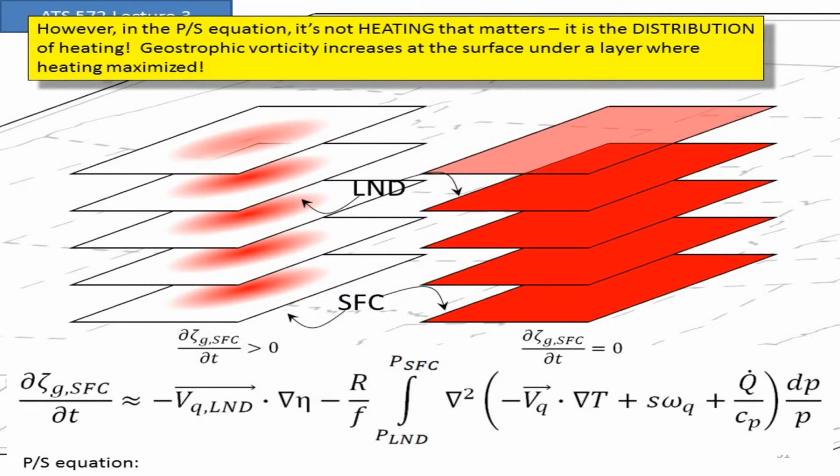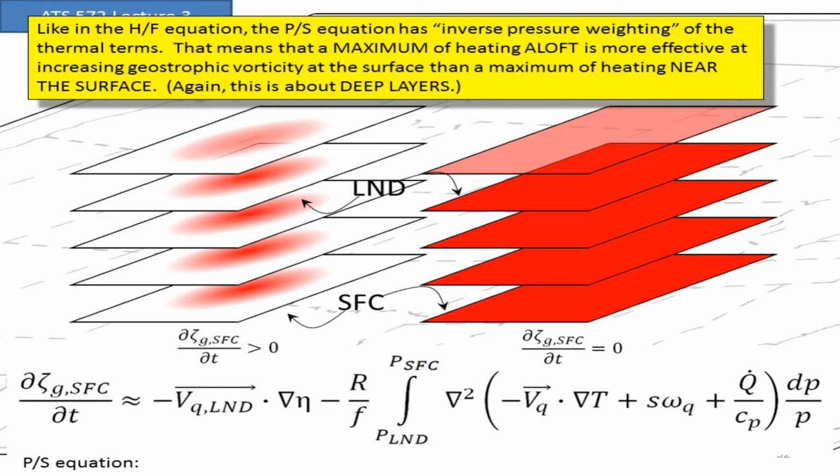If there's a localized area of heating with less heating away from there, the way I have it drawn on the left-hand side of the screen there. Like in the Hirschberg-Fritsch equation, the Pedersen-Sutcliffe equation has that inverse pressure weighting term, and that means that a maximum of heating aloft is more effective at increasing geostrophic vorticity at the surface than a maximum of heating closer to the surface. Again, this is about this idea that we're dividing by P, and P is a big number near the surface, and it gets smaller and smaller the higher up the level of non-divergence is.